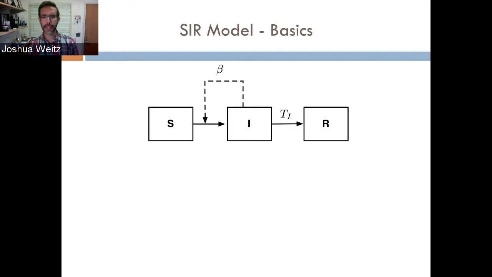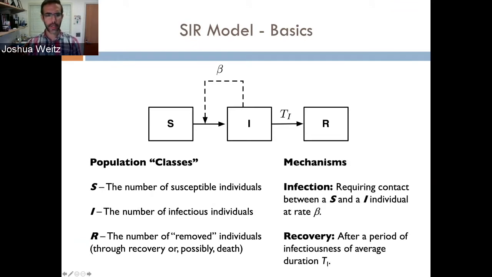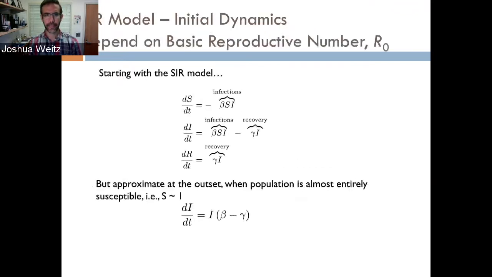So let's go back and see if we can unpack this. Here again is this SIR model, which I've already introduced and explained where we get these equations from in terms of this transmission rate beta and a recovery period Ti. And again, to remind everyone, there's the different population classes, S, I, and R. And again, we have these two mechanisms, infection and recovery. Okay, so let's then focus at the outset.